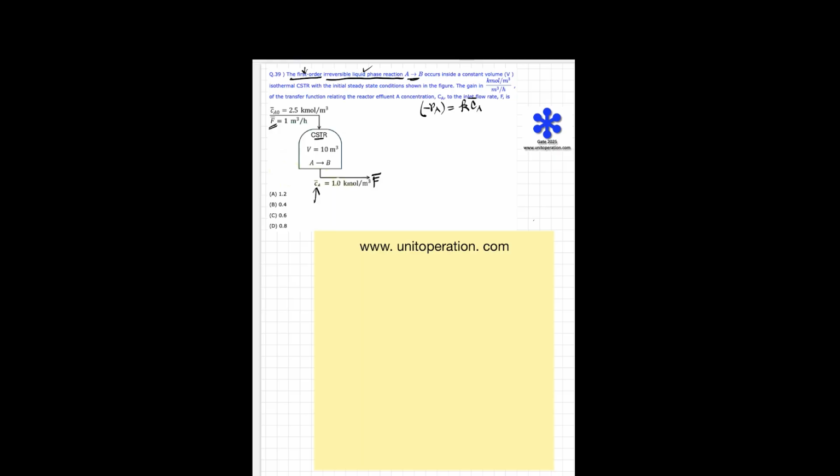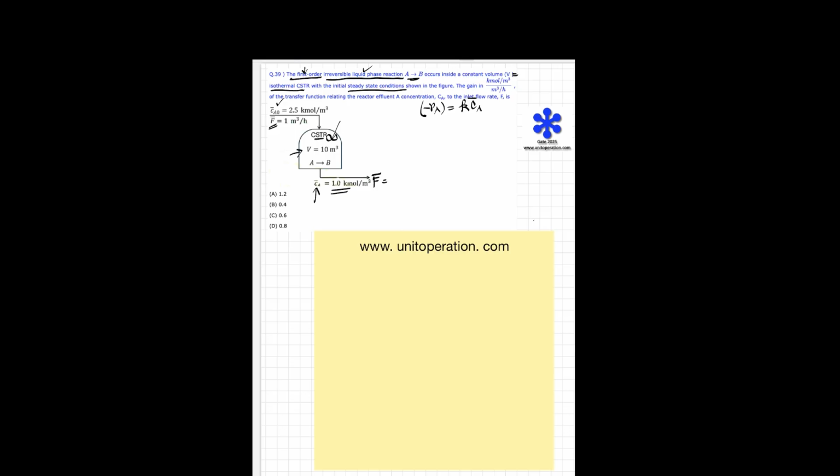This occurs inside a constant volume. So this is a constant volume. The value of the volume is also given: isothermal CSTR, with initial steady state conditions as shown. What is the steady state condition? That means the inlet liquid flow rate is the same as the outlet liquid flow rate. The inlet concentration is 2.5 kilomole per meter cube, and the effluent concentration is also given. This is under steady state.